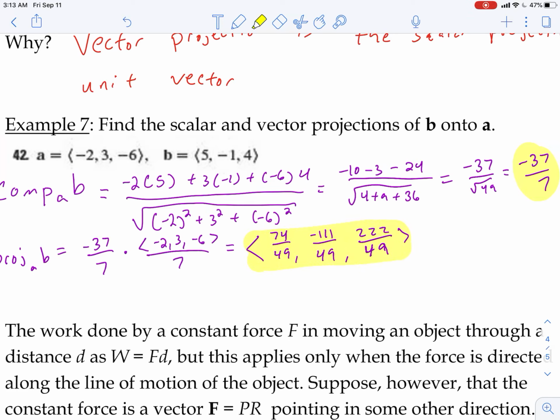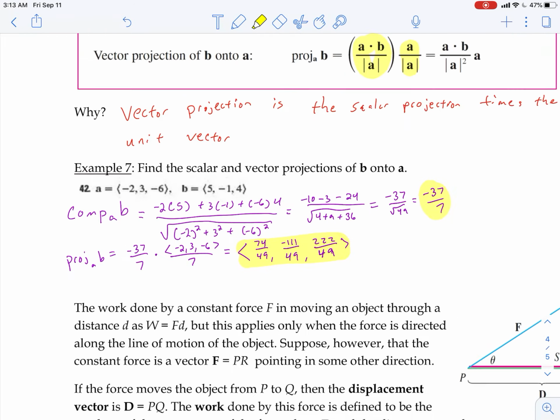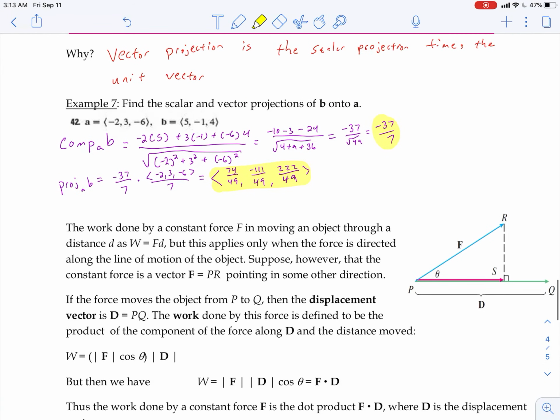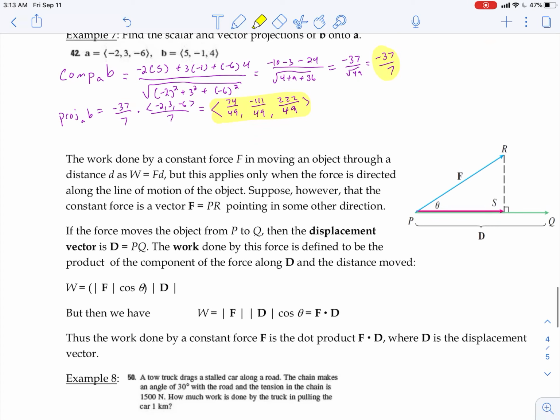Now again, there's a reason why we're doing vector projection and scalar projection, because that's going to help us define work done. The last part is using a formula that we have for work. The work done by a constant force F in moving an object through a distance d is equal to force times distance. But this applies only when the force is directed along the line of motion of the object.